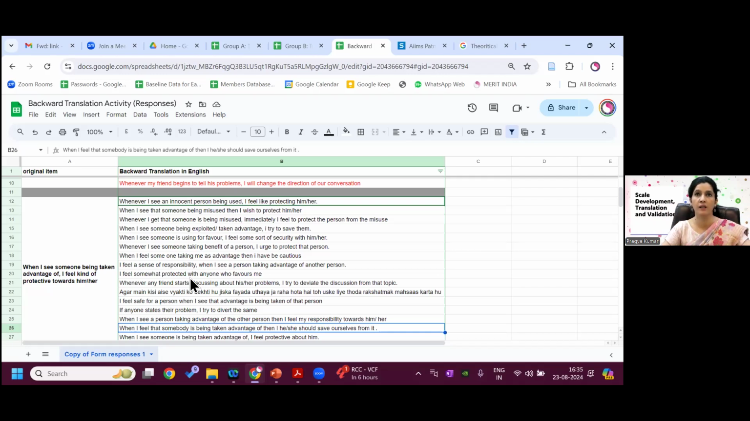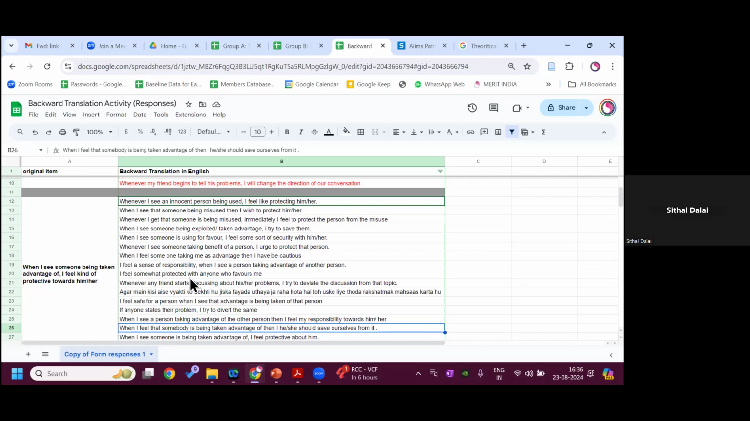Okay. Dr. Seethal has raised her hand. Ma'am, we PG students are going to the field and asking the questions in our local language, not giving them the question to fill up. So there, do we need to have a written translated sheet, or can we use the English version only?